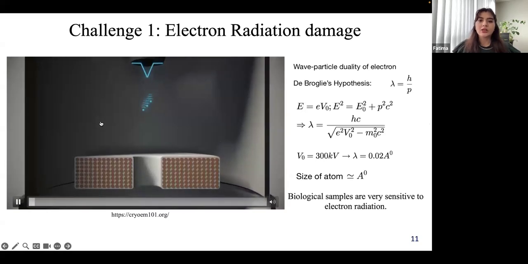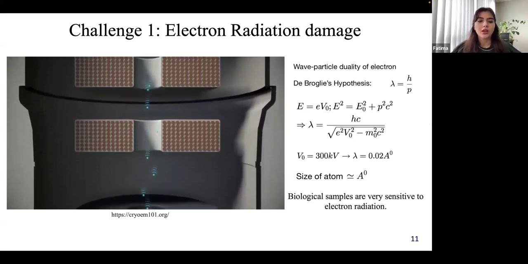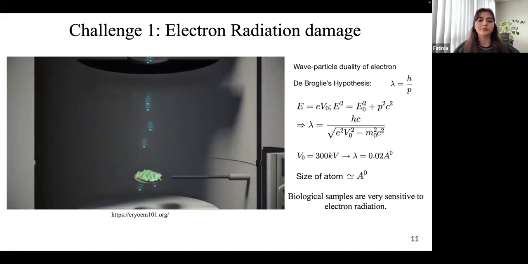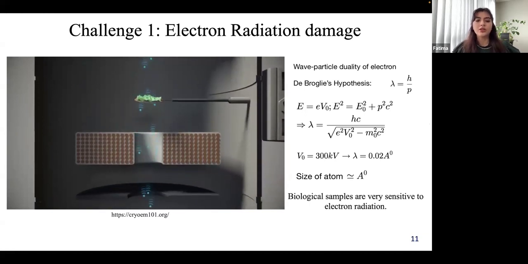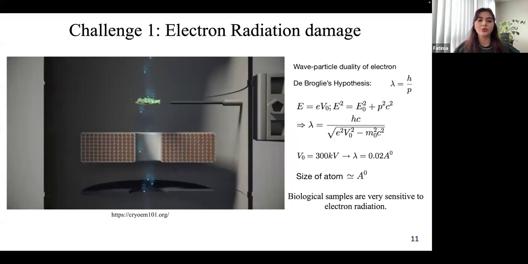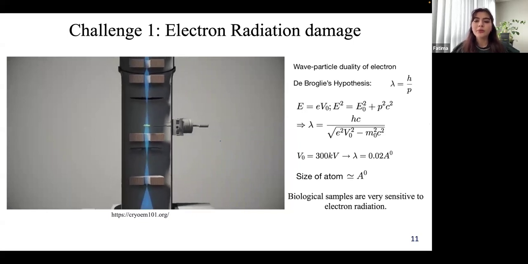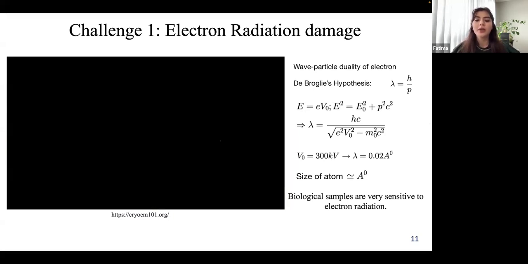The first one is electron radiation damage. This is the overview of the electron microscope design. As you can see, it has electromagnetic coils that redirect our electrons to the right path to our sample. And this device works with the wave-particle duality of electrons, and this is the fundamental formula in quantum mechanics. With a typical voltage of 300 kilovolts, we have a wavelength of around 0.02 angstrom.